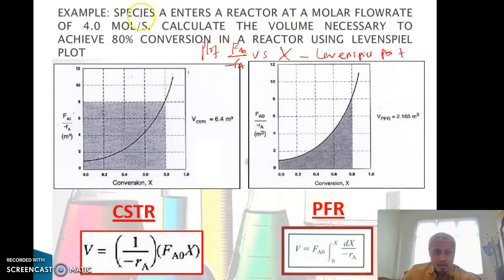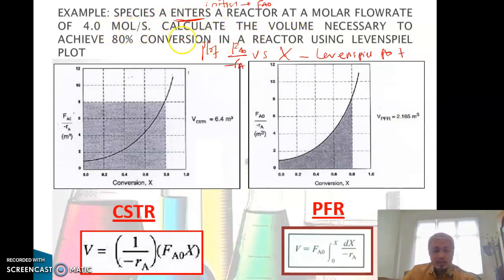In this case, species A enters the reactor at a molar flow rate of 4 mole per second. So this is the initial flow, which in other words is our FA naught. So in the question, if you are given this kind of information, you need to know that this is the information for FA naught.